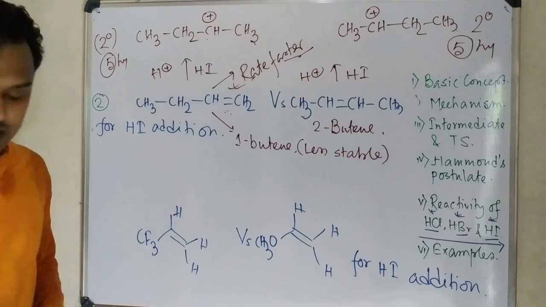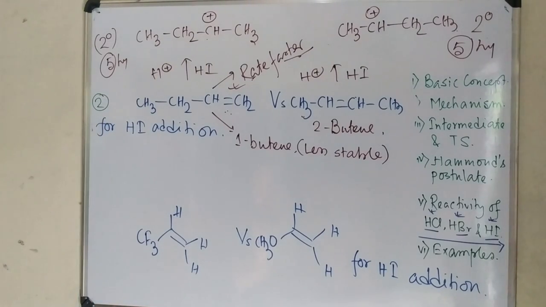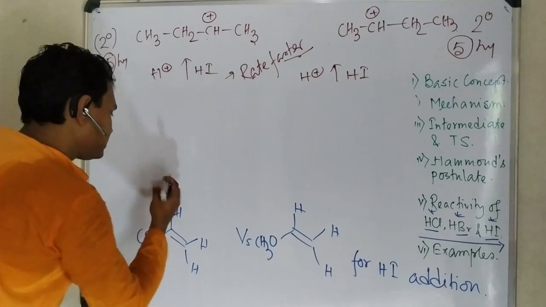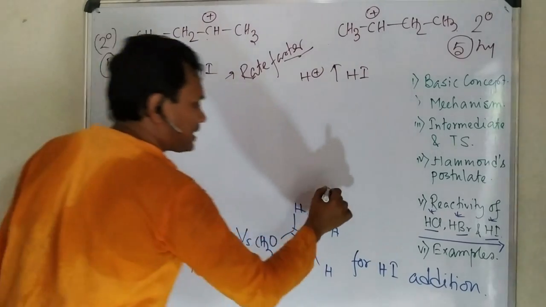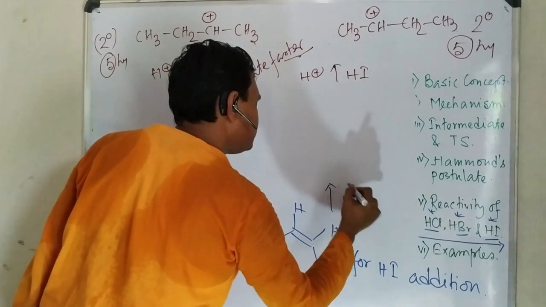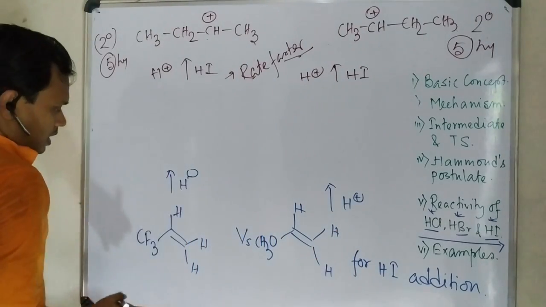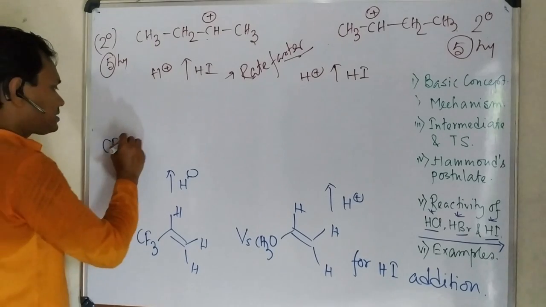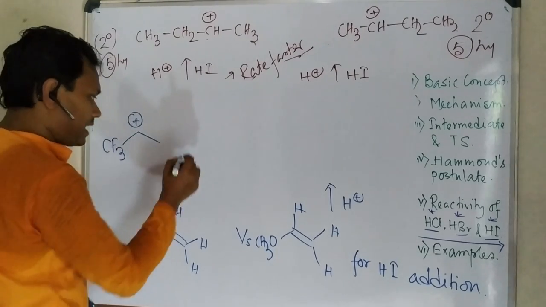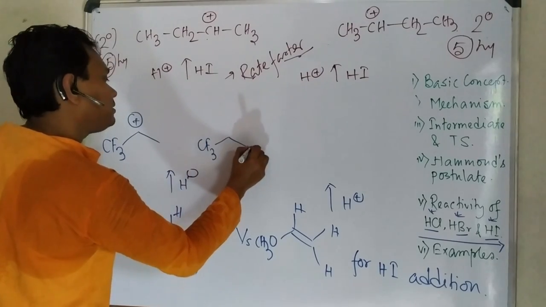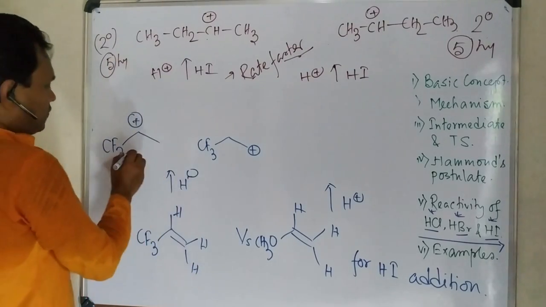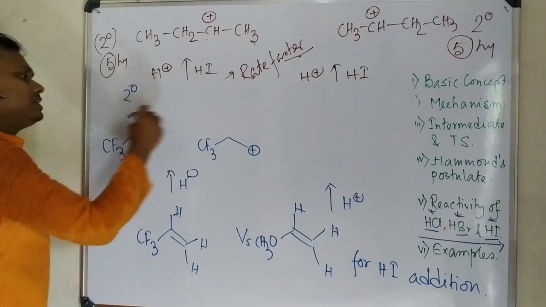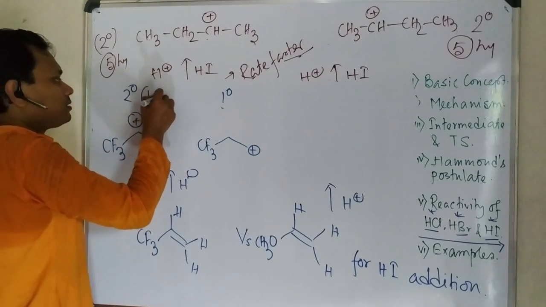Okay, let's discuss. Now, you can see this is a CF3 part. So, for HI addition, what is expected? First is H plus addition and that will determine when there will be I minus addition. Here you can expect H plus addition in two places since it's unsymmetrical. So this carbocation is here and in another case the CF3 carbocation is here. If we compare this versus this, this carbocation is secondary and this is a primary, but this is less stable.